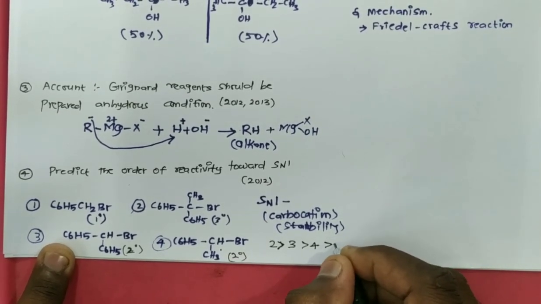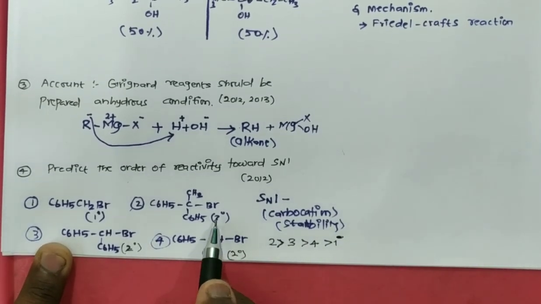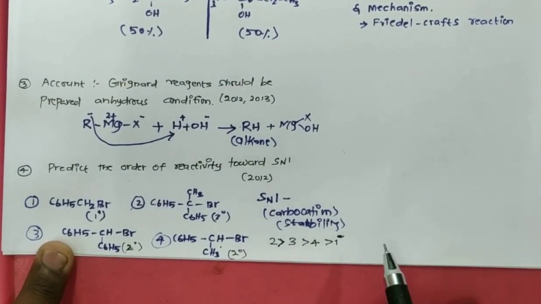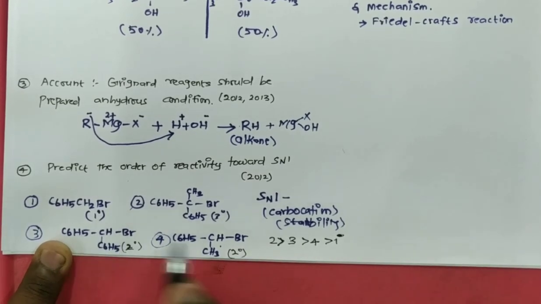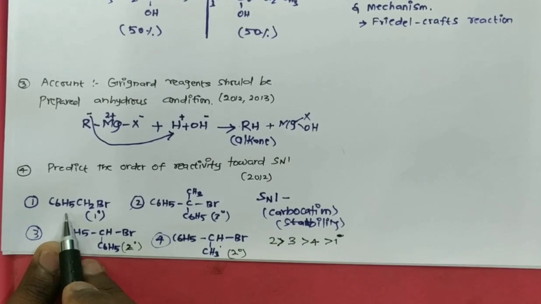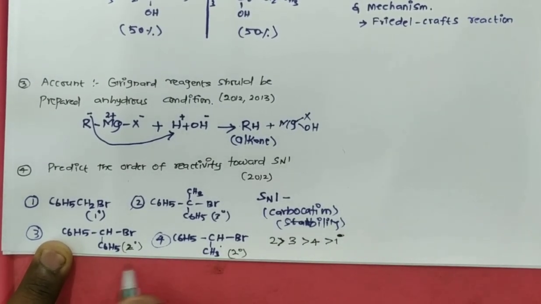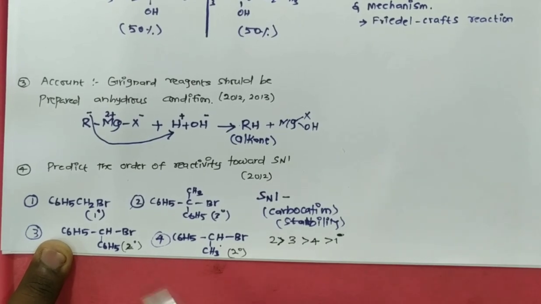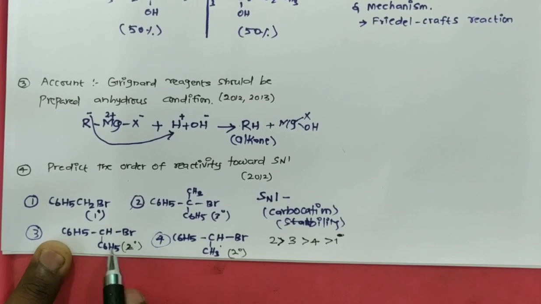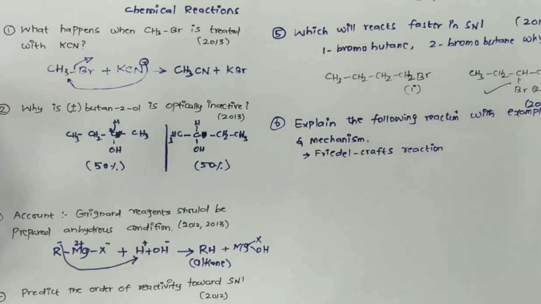And finally we have the 1 degree, which is the first one. As per the order, 3 degree, then 2 degree, then 1 degree. So 3 degree will be in the first category and 1 degree will be in the last category. In the 2 degree categories, we have to decide which one reacts faster. Here there is more steric hindrance in compound 3, so that reacts faster in SN1.